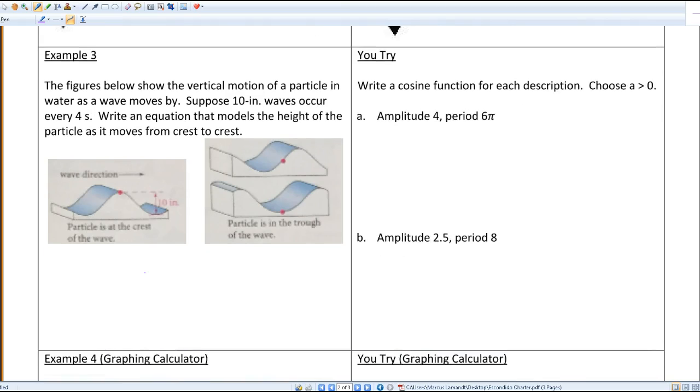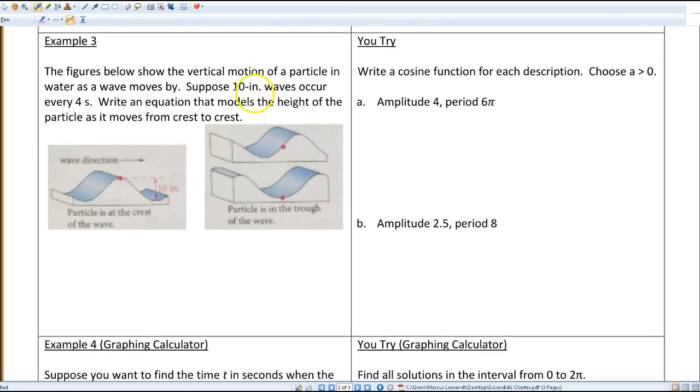Alright, example 3. The figures below show the vertical motion of a particle in water as a wave moves by. Suppose 10-inch waves occur every 4 seconds. Write an equation that models the height of the particle as it moves from crest to crest. When you're trying to come up with an equation to model a certain situation, you're going to want to first find your amplitude and your period.